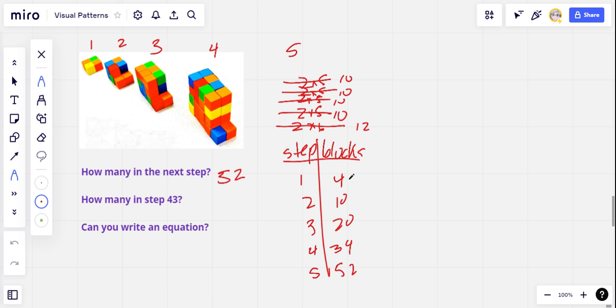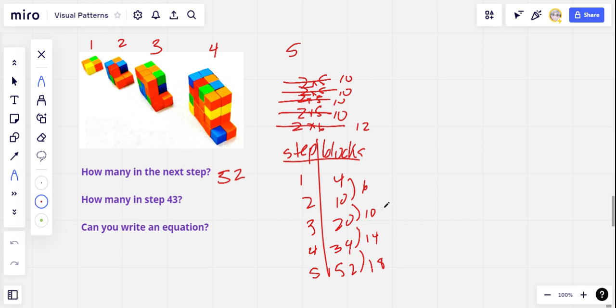So let's go ahead and take the difference between each step. 10 minus 4 is 6. 20 minus 10 is 10. 34 minus 20 is 14. And 52 minus 34 is 18. So we did not get a constant in the first order differences, and that means it's not a linear pattern, but that's not surprising. This seems to be growing pretty rapidly. It seems to be in 3 dimensions, but we don't know if it's a cubic pattern or not.